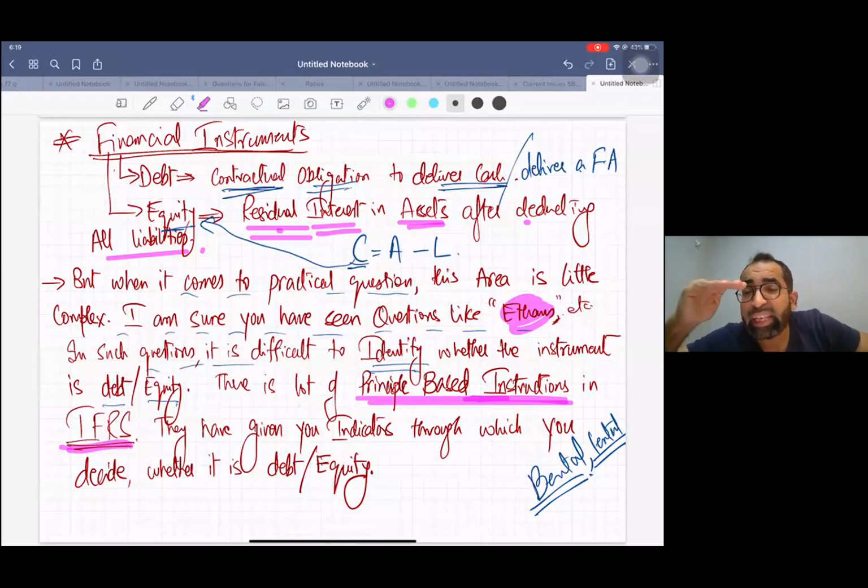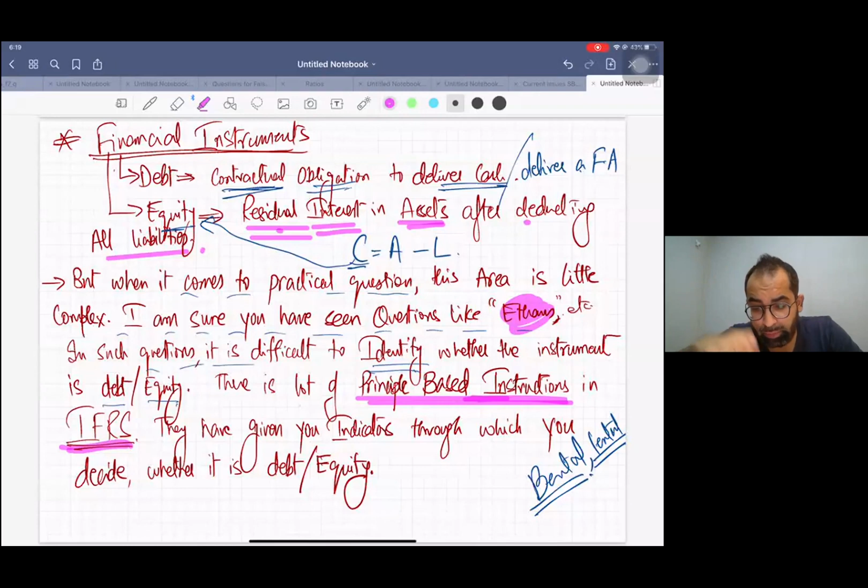To solve any issue by the court, the rules should be fixed. Otherwise, there will be a lot of clashes. So that's why United States standards are rule-based and IFRS is principle-based. There is a lot of flexibility in IFRS. There is a lot of judgment in IFRS. Even you can use your own point of view in IFRS.